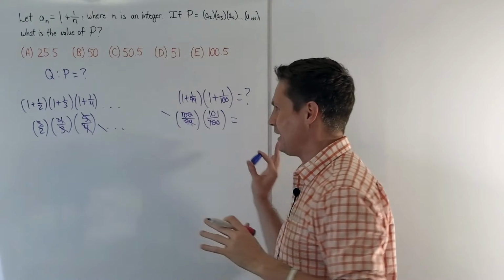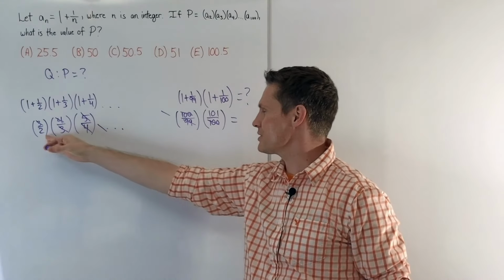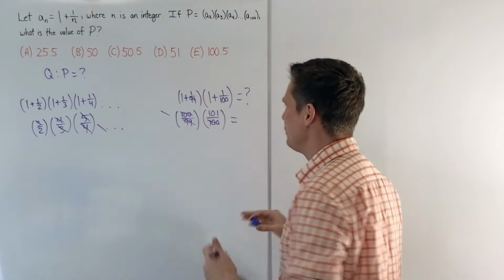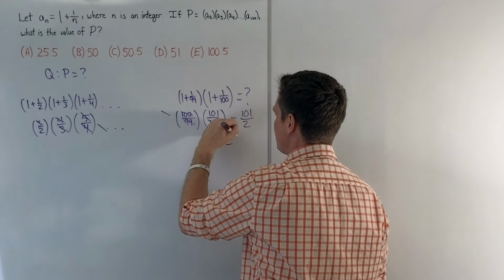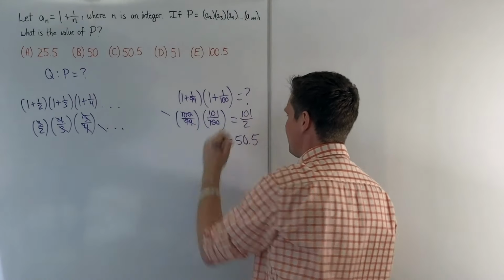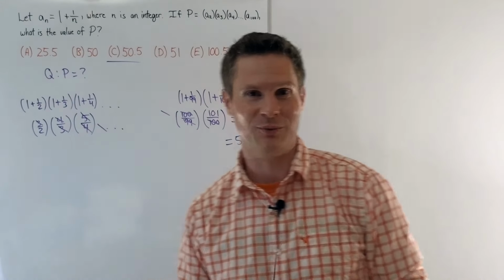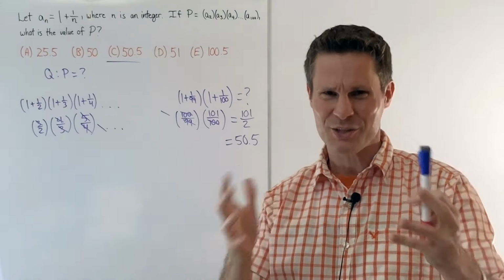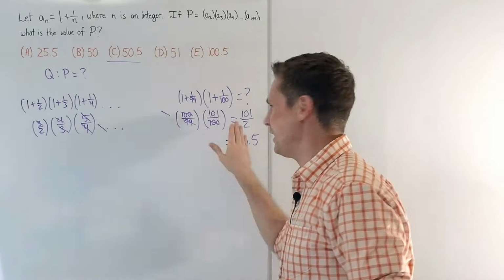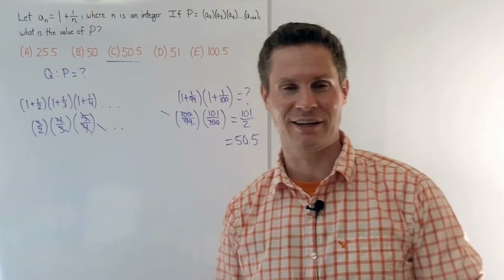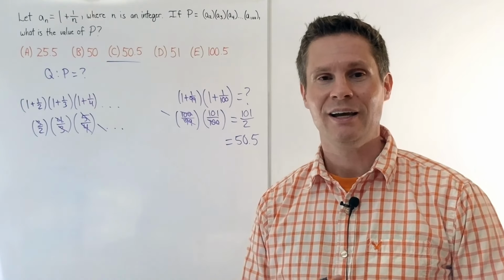And so at the end of the day, everything cancels out except for the very first denominator and the very ending numerator. So we're left with 101 over 2, which we also know equals 50.5. Answer choice C is in fact what we're looking for. So again, there was this moment where the curtain was pulled back and we saw where all of the cancellation would happen. It ended up being pretty easy by the time we got to that.